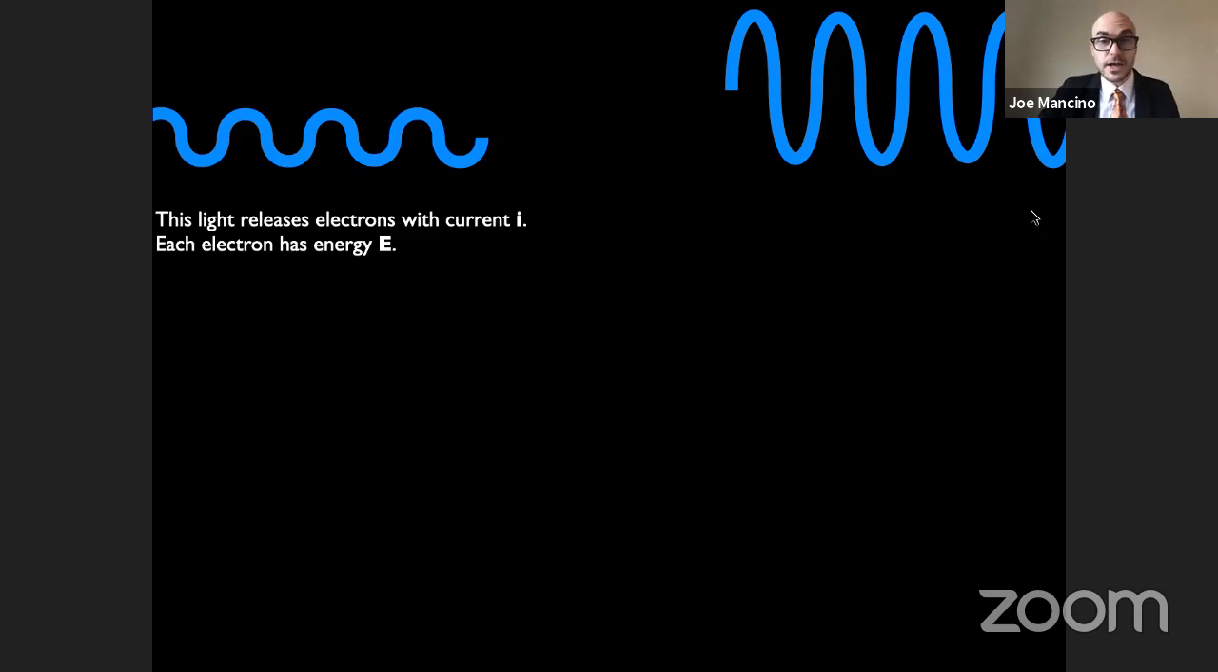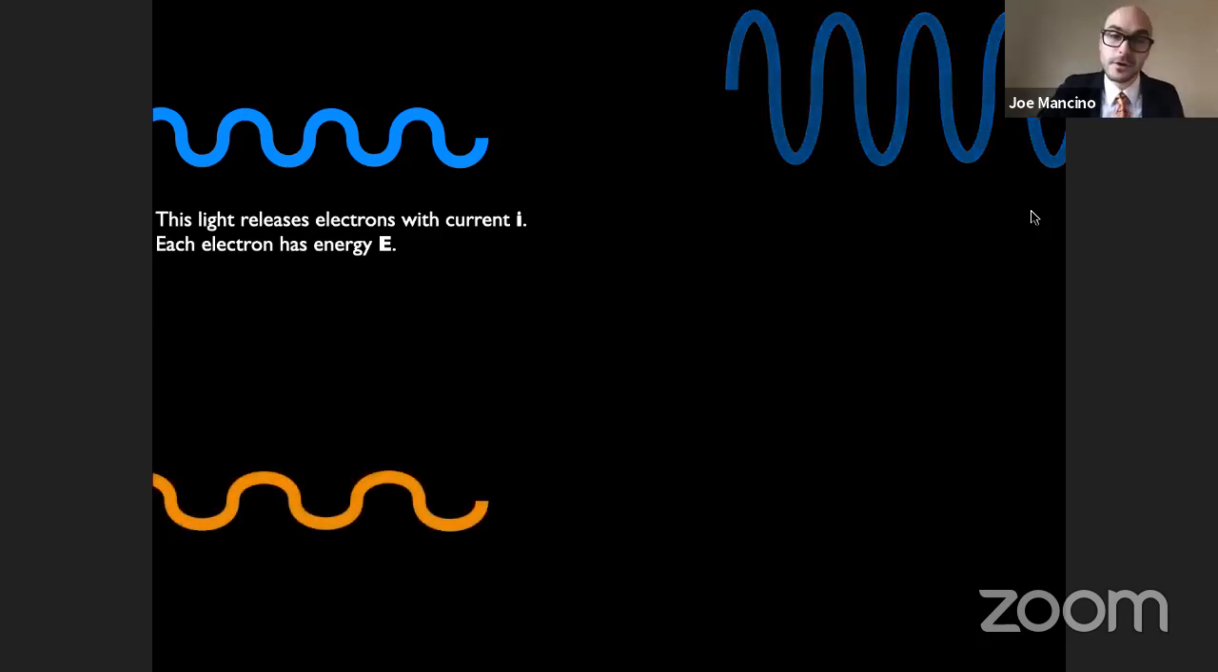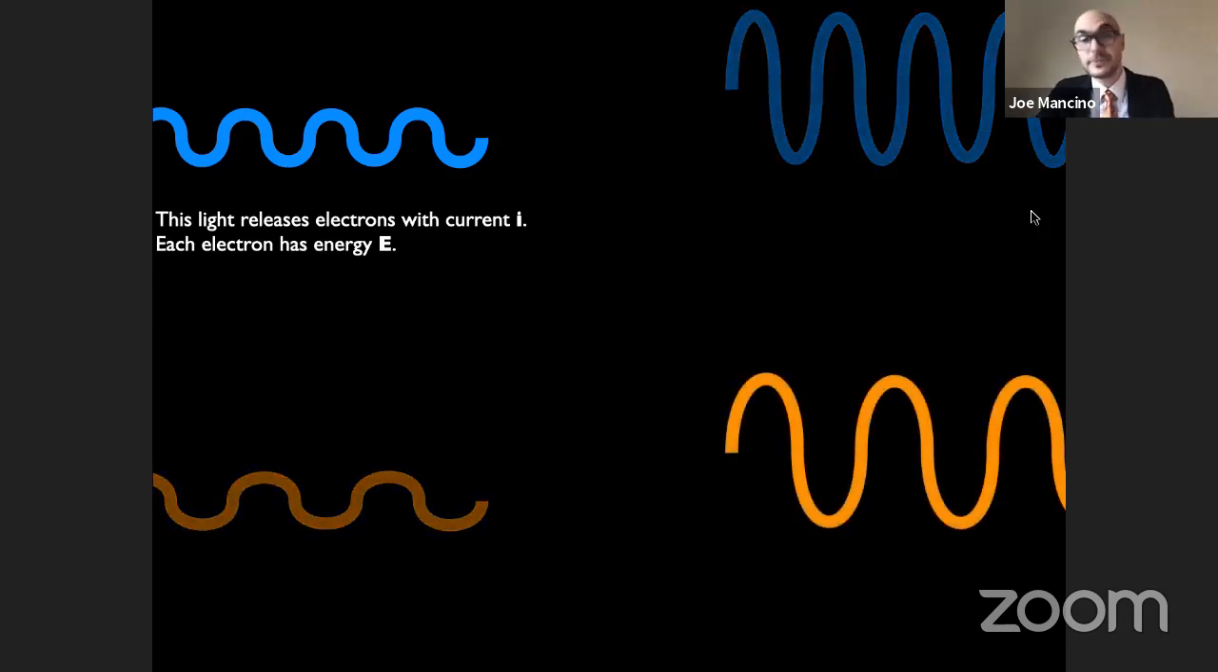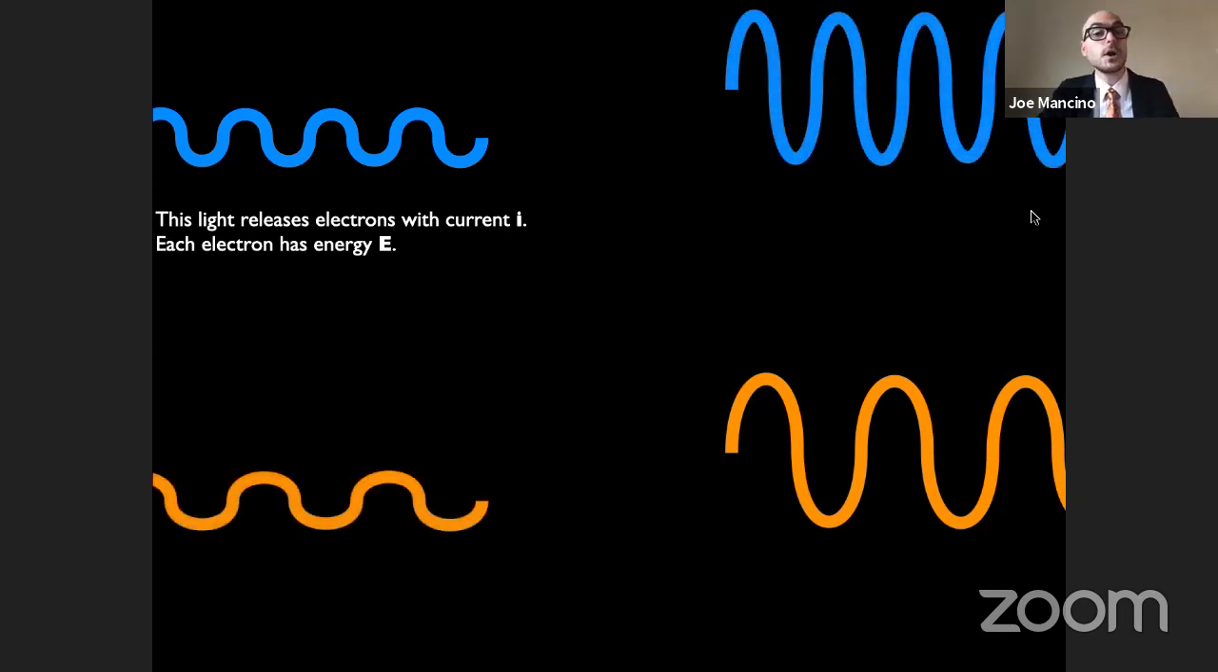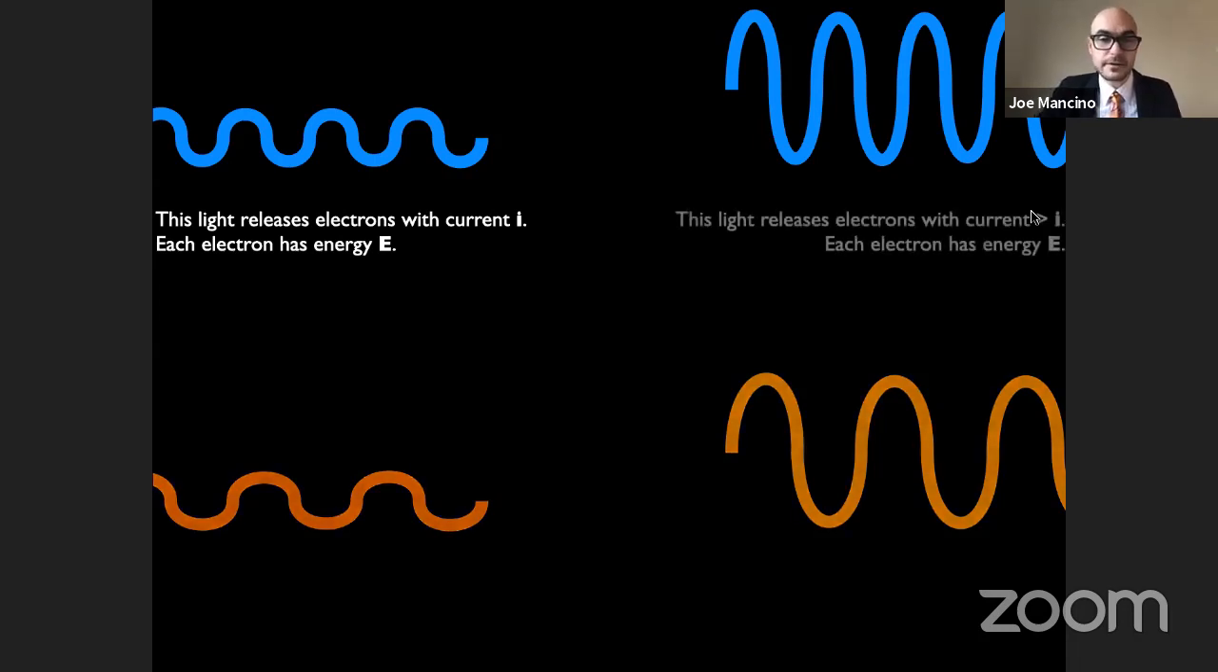So scientists tried it with brighter light. They tried it with light of longer wavelength. They tried it with brighter light of longer wavelength. So we'll discuss what happens if we shine all kinds of light on the same metal. In the top right corner of your screen, you see a wave with a big amplitude, but the same wavelength, the same blue wavelength.